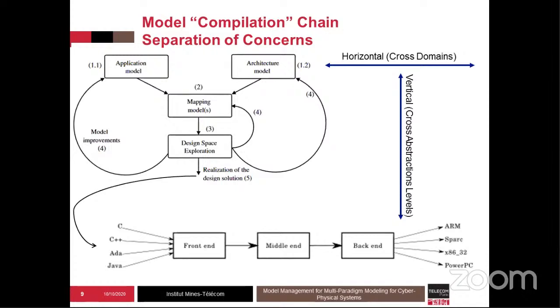And further than that, once we know that we have a correct design in our specification models, then we have tools to automatically generate the code from these models, and we get back to this compilation chain that you can see in the bottom here.